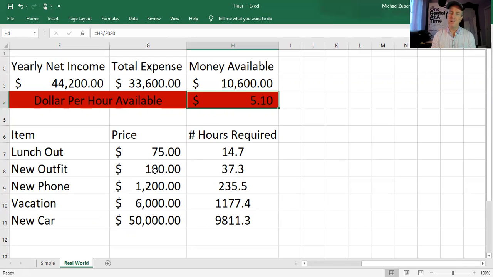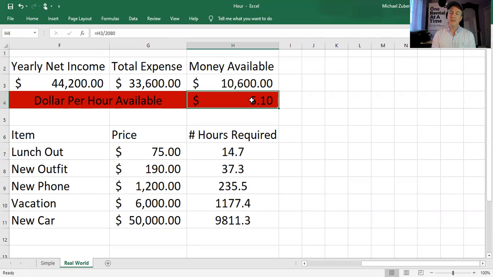You want a new outfit that costs $190? You almost have to work a whole week. You want that new sexy phone? You almost have to work 6 weeks. You want a vacation? You have to work more than half a year. You want that new car? You have to work almost 5 years just by using this discretionary income.